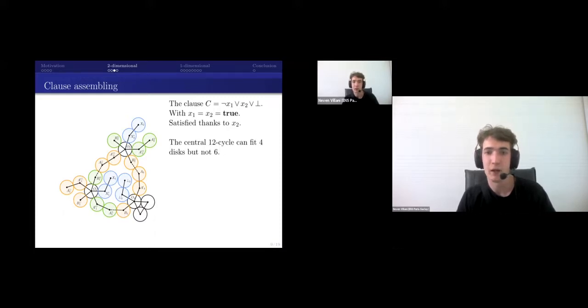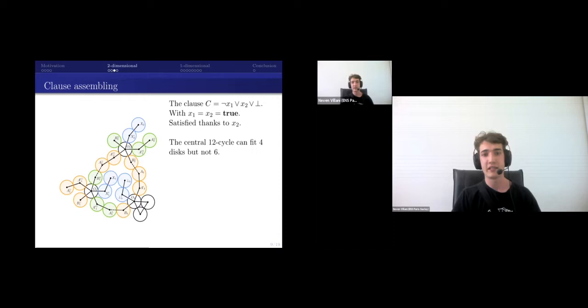Notice that here both x1 and x2 are set to true. And in the case of a literal which appears negated in the clause, we connect its blue disks to the rest of the cycle. And in the case of a literal that appears unnegated, we connect its orange disks. And this guarantees that the two extra blue disks are on the outside of this 12 cycle, if and only if the literal is satisfied.